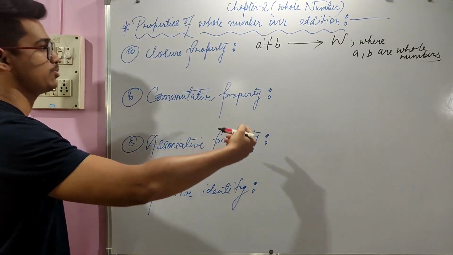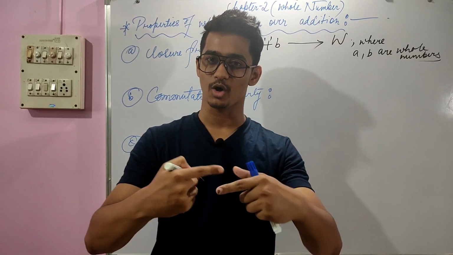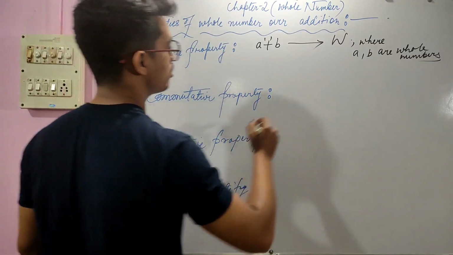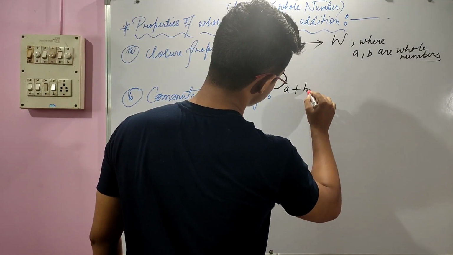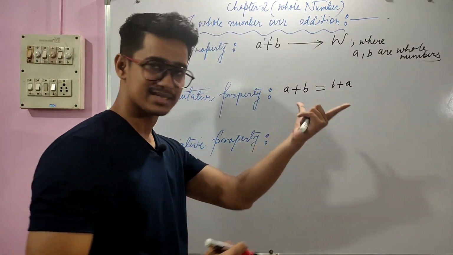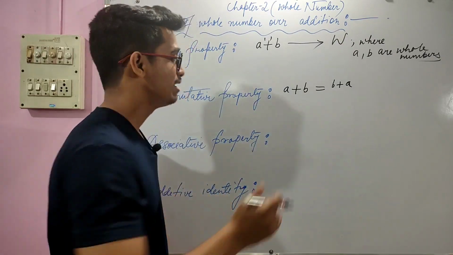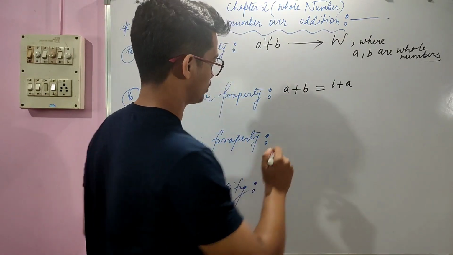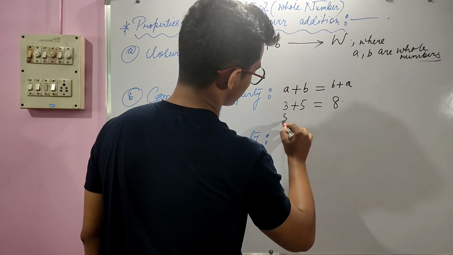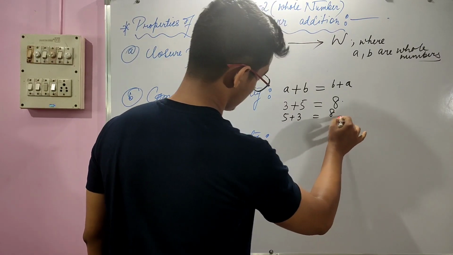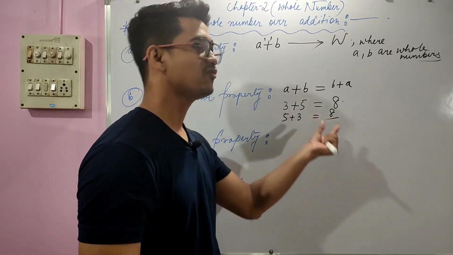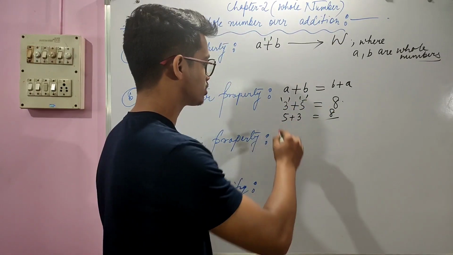The next property is the commutative property. Commutative property is nothing but interchanging of two whole numbers, but the result will be the same. So what I am talking about, let's say A plus B must be equal to B plus A. To make that complex thing more simple, I will take one example for you. Here 3 plus 5, what is the result? 8. So if I take 5 plus 3, what is the result? 8.